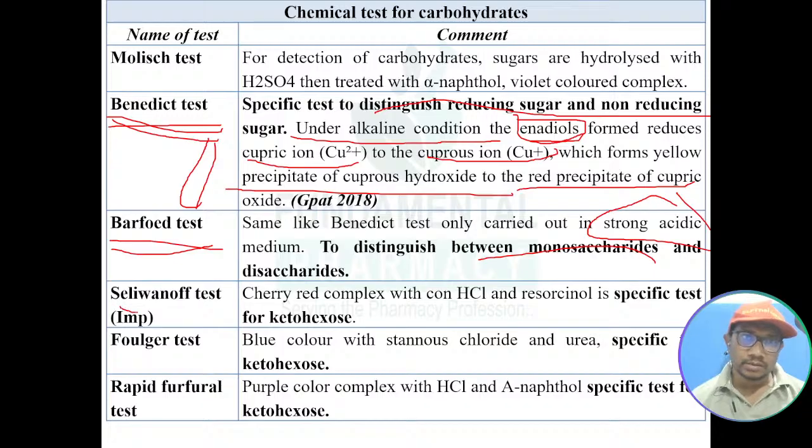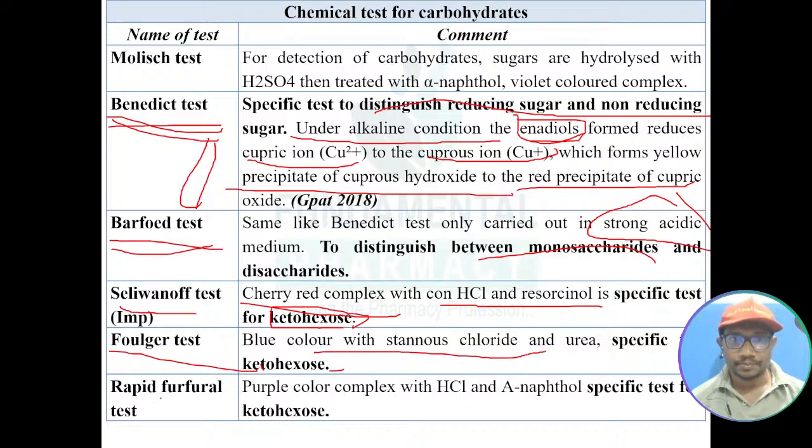Now the Seliwanoff test we have already seen. A cherry-red complex is formed with HCl and resorcinol. It is a specific test for ketohexoses, for fructose or ketohexoses. Now the Foulger test is again a specific test for ketohexoses. A blue color occurs with stannous chloride and urea. The rapid furfural test gives a purple color complex with hydrochloric acid and alpha naphthol. It is also a specific test for ketohexoses.